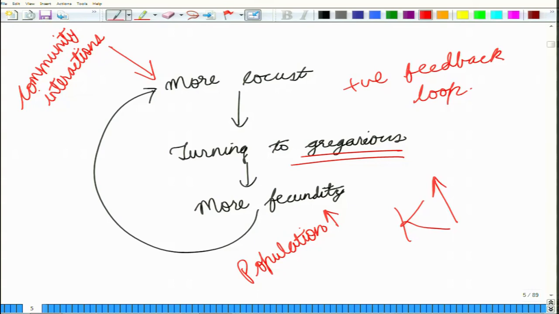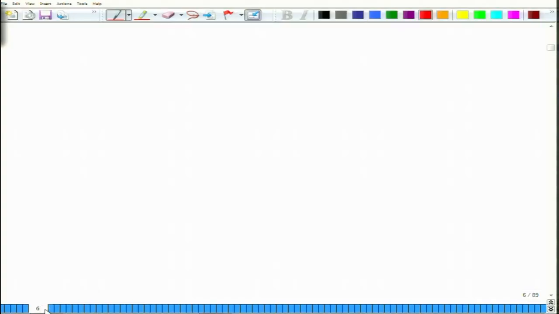Now, if you think like a locust, if you want to have more eggs, there should also be more food available for the offspring. Because remember, in the case of evolution, we only talk about fitness. Fitness is not just an organism producing more offspring, but more and more of those offspring also surviving to the next generation.